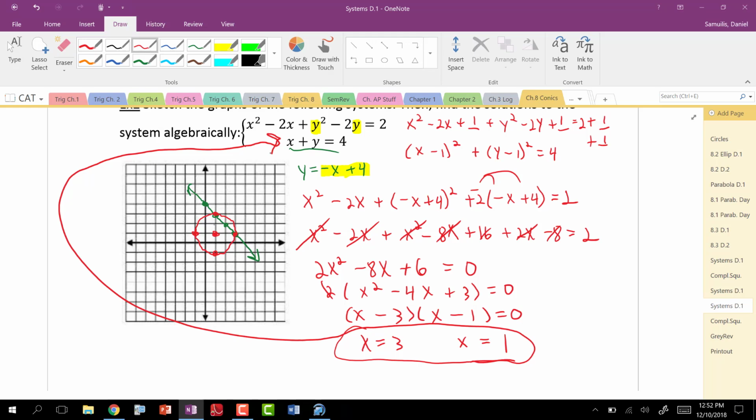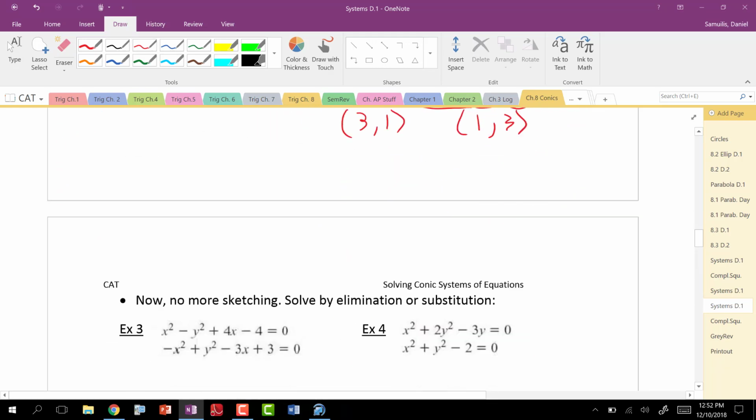So I got to plug this into the line. And of course, if I plug in 3 for x, 3 plus what equals 4? 1. And if I plug in 1 for x, 1 plus what equals 4? 3. So those are the solutions algebraically. Do not plug them into the circle. You plug them into the less complicated, less squared thing.